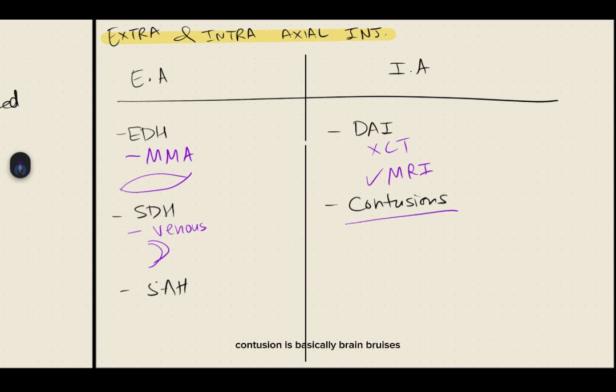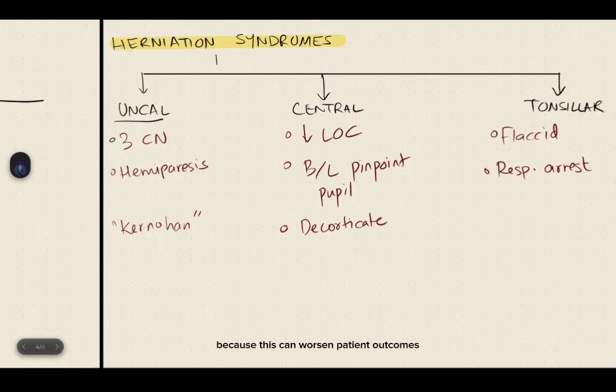Contusion is basically brain bruises, and if the contusion is on the same side of the injury, then it is called a coup injury, and if it occurs on the other side, then it's called a contrecoup injury. So a pro tip is that when we are managing any type of traumatic brain injury, we avoid hypotension, hypoxia, hypo- or hypercarbia, anemia, or hyperpyrexia, because these can worsen patient outcomes.